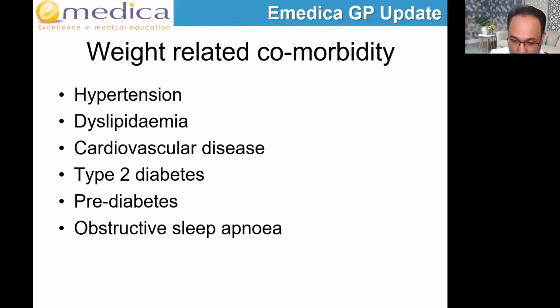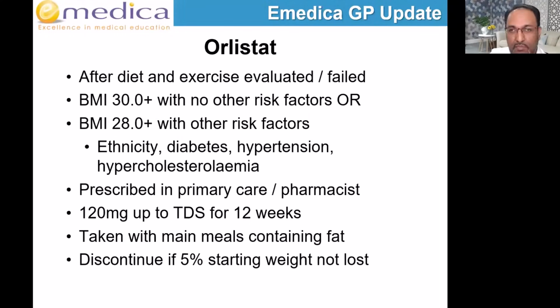Okay, so just to recap the details of the prescribing, orlistat, which we've been able to prescribe in primary care for a long time. They've tried diet and exercise, still at risk, 30 plus with no other risk factors, or 28 plus with other risk factors. Okay. This can not only be prescribed by primary care, but it can actually also be prescribed by prescribing pharmacists. Okay.